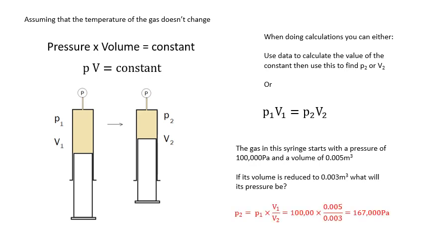There you go. So what I've done here is I've rearranged the equation. So P2 is P1 V1 over V2. I've substituted in the numbers. Always do that after you've rearranged the equation. And there's my answer, 167,000 Pascal, 1.67 atmospheres.